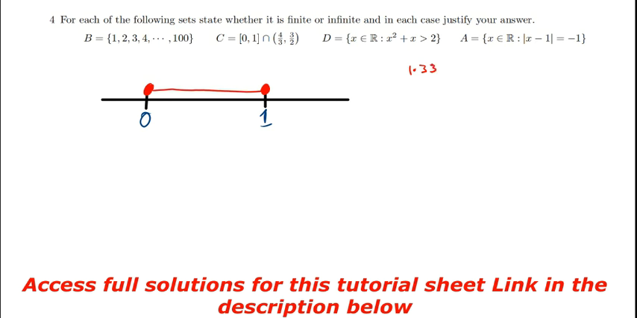So that is going to be something like 1.3. So where are we going to have 1.3? 1.3 is greater than 1. So let's say 1.3 is somewhere here. So this will be, let's say, 4 over 3.